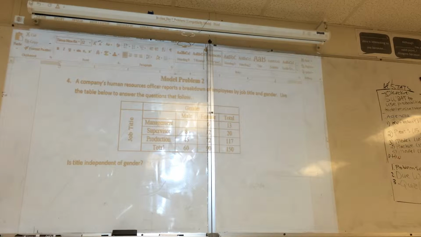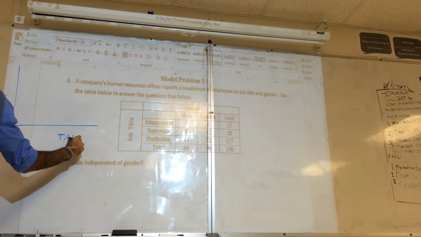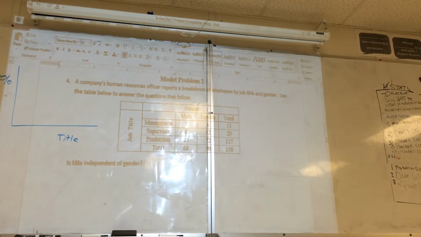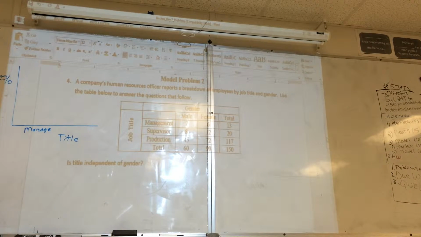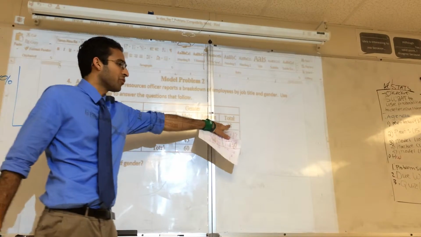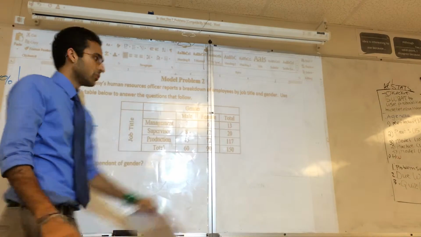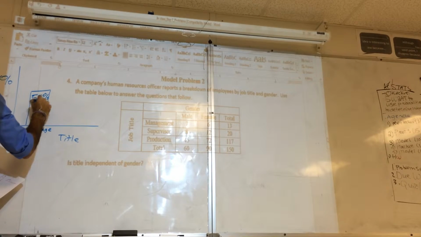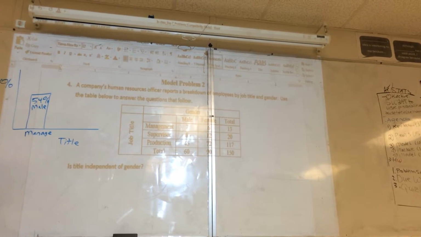Last unit, we had problems like this, and we solved them using the following technique. Just a brief review, we solved them using the segmented bar graph. Remember we had title here, percent here, and we said, let's start with management. Within management, 7 out of the 13 are male. So that means that within management, 54% are male. You guys will remember the segmented bar graphs?